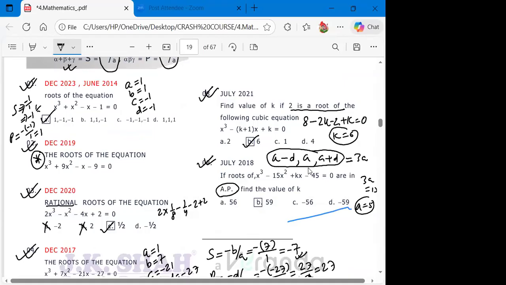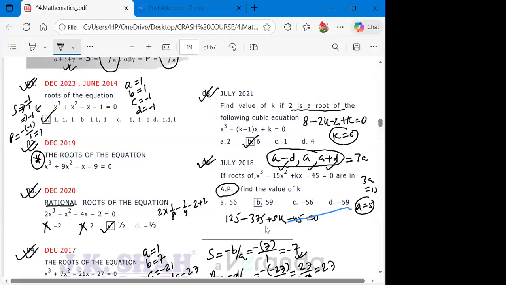Now see the board. As I have already assumed that these are the three roots, it means A is also a root of this equation. So if A is a root of this equation, X is 5. Now let me complete. 5 cube is 125, minus 5 square which is 25 into 15, which is 375, plus 5 into K, 5K minus 45 is equal to 0.